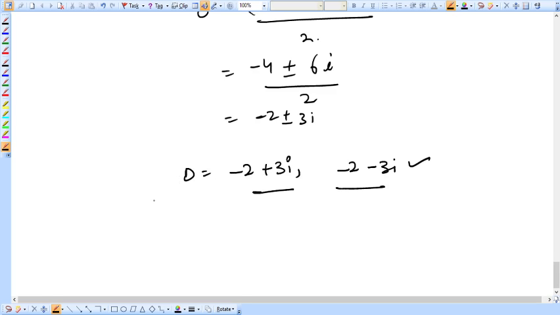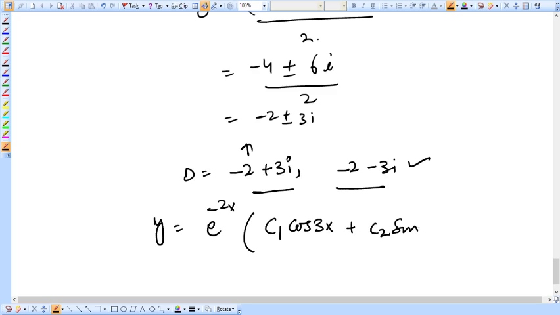Now what would be the solution in this case? y is equal to e raised to power alpha x. What is alpha here? Minus 2 is alpha. So exponential of minus 2x into c1 cos of beta x. Beta is 3 here. So 3x plus c2 sin 3x.